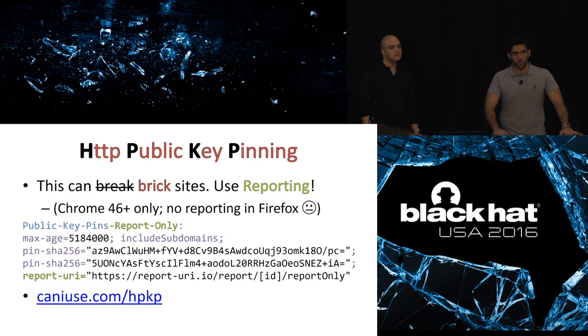The tack-on includes subdomains. Every subdomain underneath the domain that you have the headers on will also be checked against that full list of hashes. You should have at least two, one being a backup and one for the main domain, and you can have, I think, as many as you want. If you're going to implement this, do it with reporting first, because that way you'll know if you messed up. If you don't do it with reporting and you mess up, you're going to kick yourself.